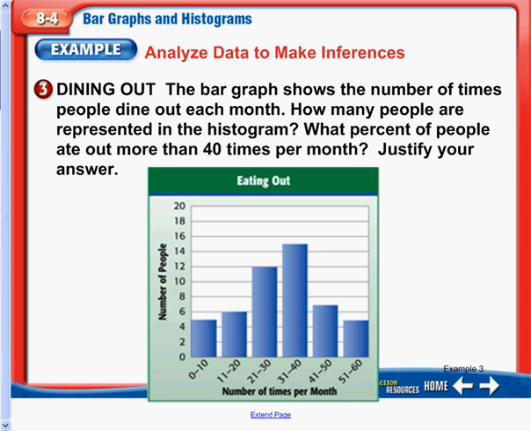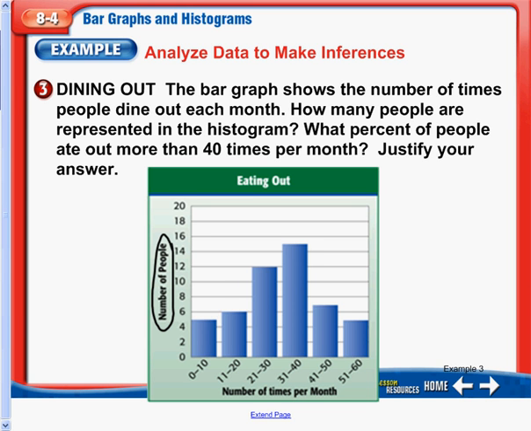So on to the last question here. In this, we're analyzing the data. So now we have the histogram here already for us, but we've got a couple questions about it. So dining out. The bar graph shows the number of times people dine out each month. How many people are represented in this histogram? Remember, the number of people is in each stack, so each bar is going to be an amount of people.